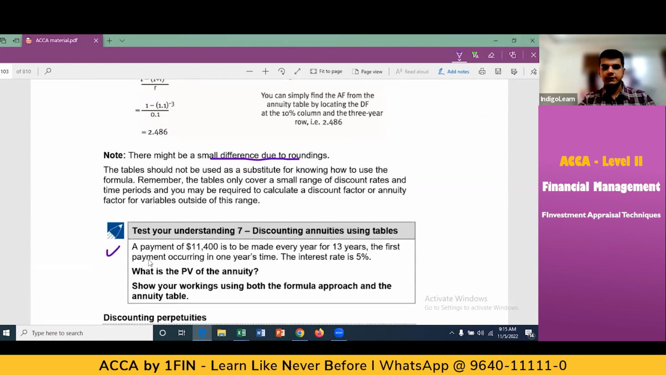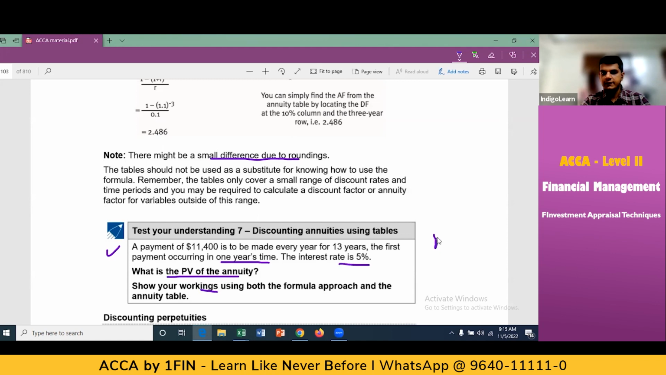So this question you try: a payment of $11,400 is to be made every year for 13 years. The first payment occurring in 1 year's time, the interest is 5%. What is the PV of the annuity? Show via both the formula approach and the table. Just try it once, Niti. Take 2 minutes and try it.